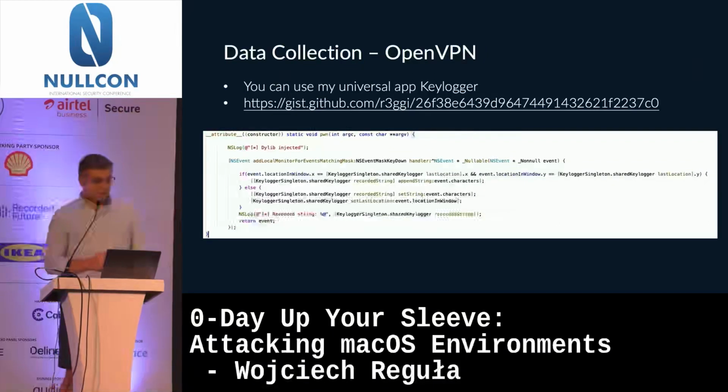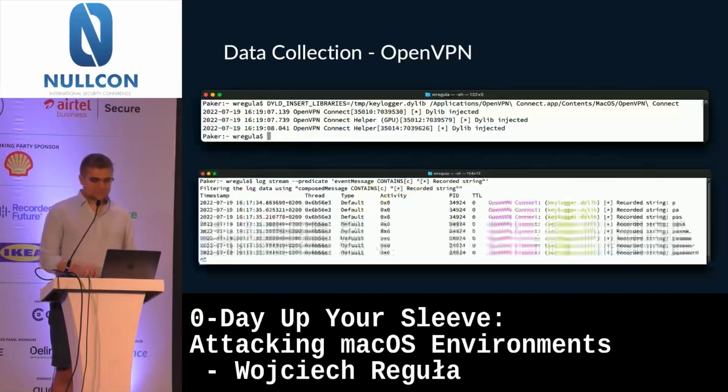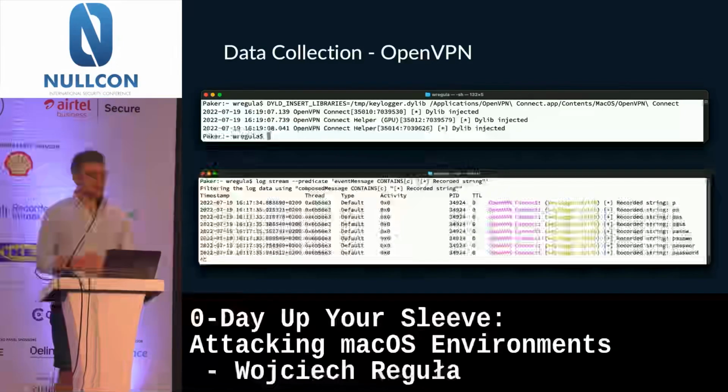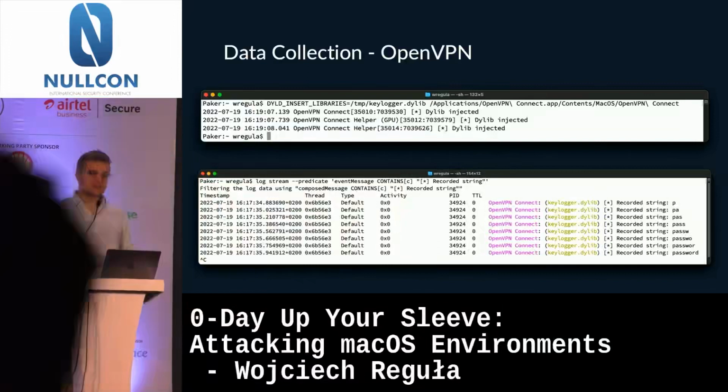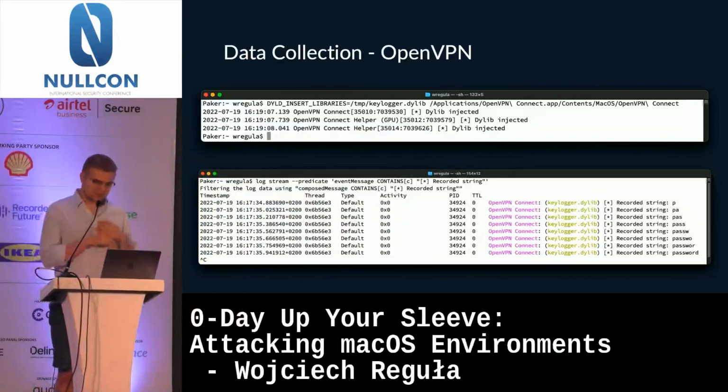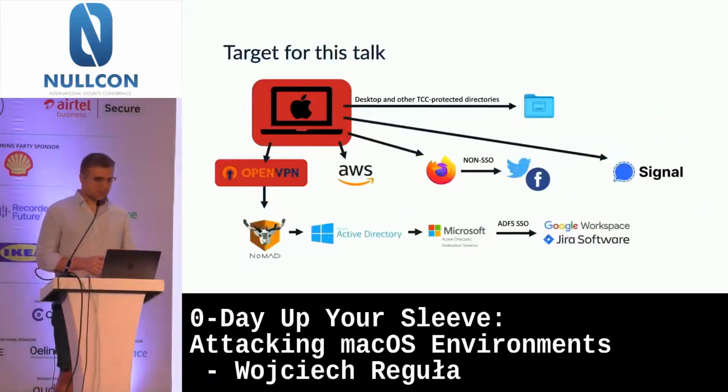So I created an open source keylogger that you can download from my GitHub. It's a really short code. And with the inserted libraries, we can inject into OpenVPN and wait for the user's login and password. And that's how we can steal the VPN credentials from the user. Again, it didn't require any additional privileges from us, just a standard user. Nice. So we have OpenVPN taken over.